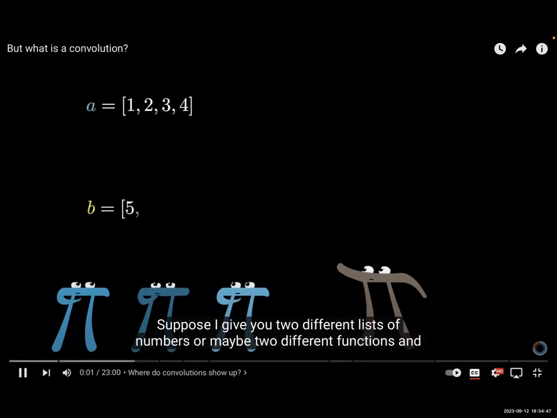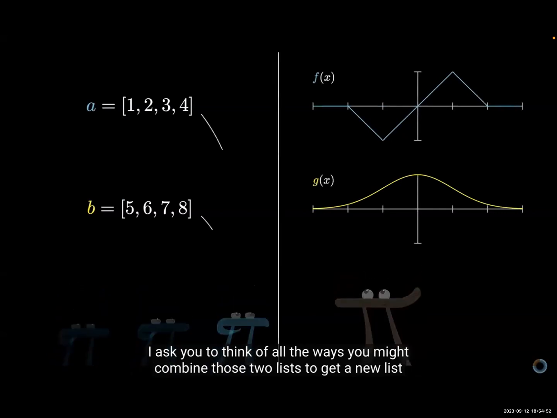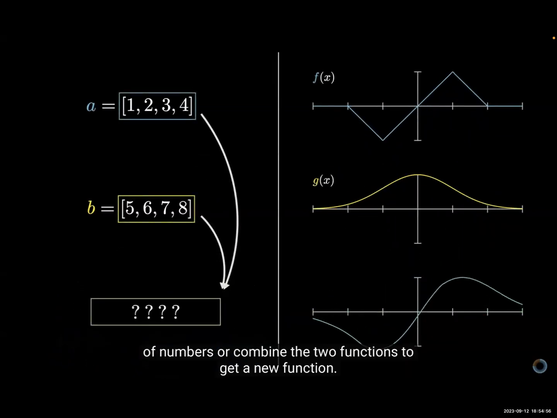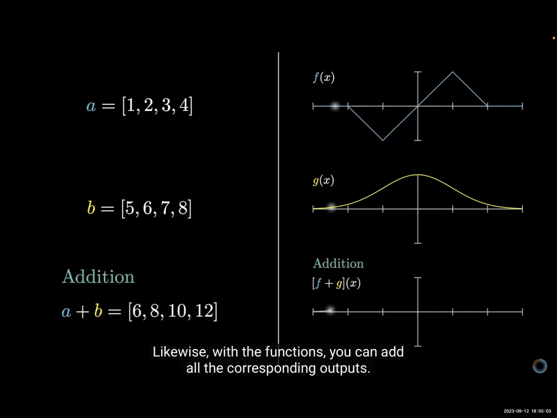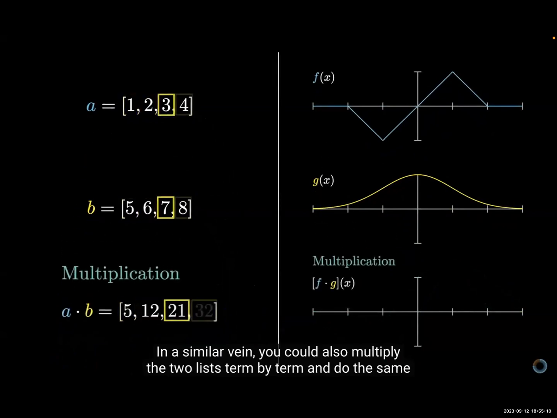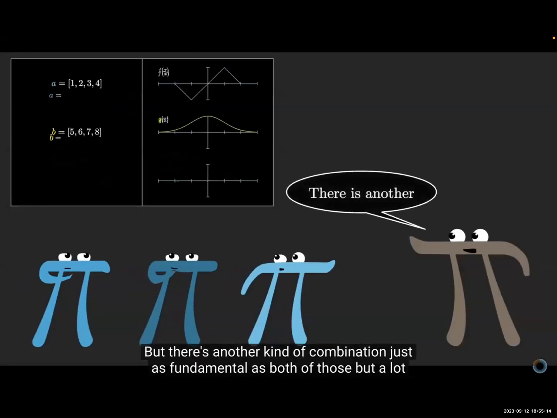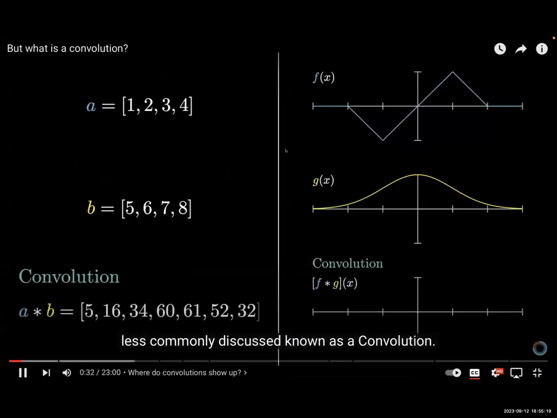Suppose I give you two different lists of numbers, or maybe two different functions, and I ask you to think of all the ways you might combine those two lists to get a new list of numbers, or combine the two functions to get a new function. Maybe one simple way that comes to mind is to simply add them together term by term. Likewise, with the functions, you can add all the corresponding outputs. In a similar vein, you could also multiply the two lists term by term and do the same thing with the functions. But there's another kind of combination just as fundamental as both of those, but a lot less commonly discussed, known as a convolution.